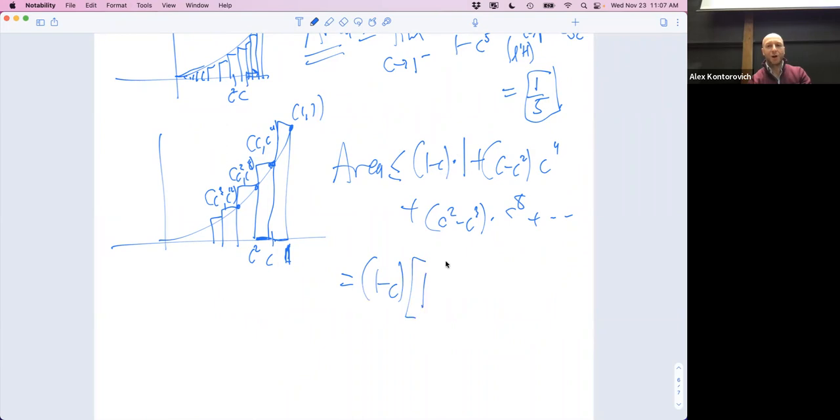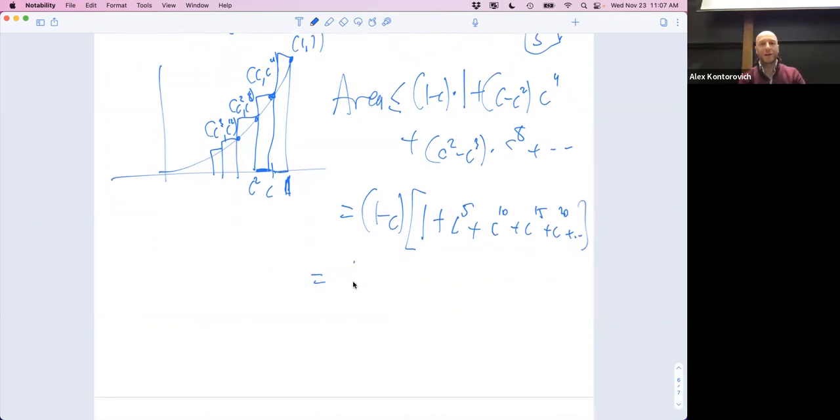This expression leaves a 1. When I pull out 1 minus c, there's a c and a c to the 4th: c to the 5th. Here, I pull out a c squared to leave a 1 minus c, c squared and c to the 8th, c to the 10th. That's the only reason I wanted to do the 4th power. So you can recognize the 5th and the 10th and the 15th and the 20th and so on. Okay, so that continues just like before.